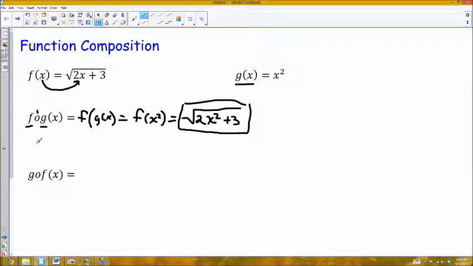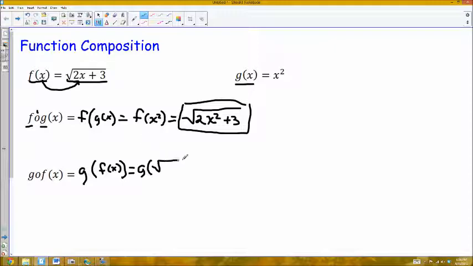You can also compose things in the other direction. And what's interesting is that this composition gives me a completely different output than this composition. So this is really g of the function f at x. I'm going to take the function g and plug the function f of x into it, which means I'm taking the function g and plugging in the value for f of x, which is this entire square root expression.